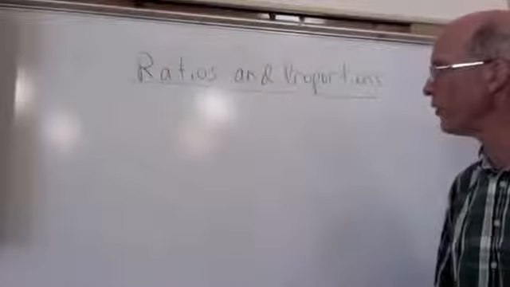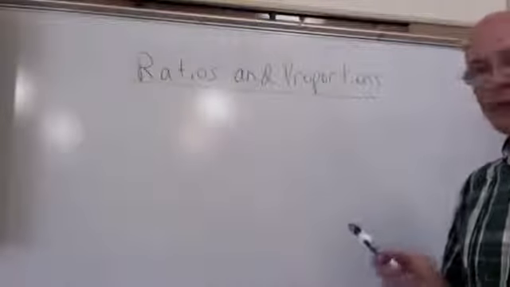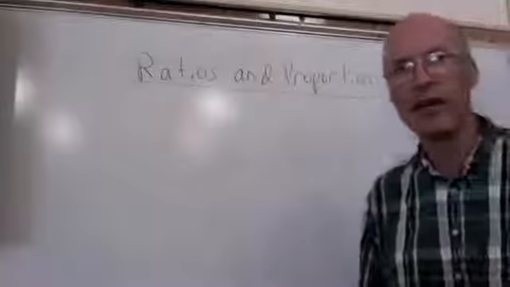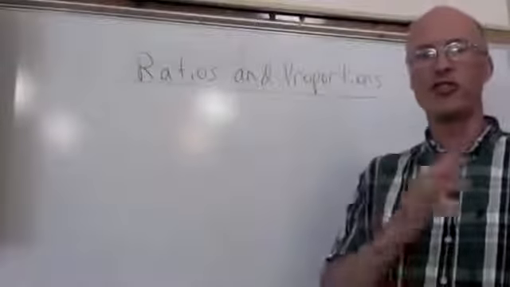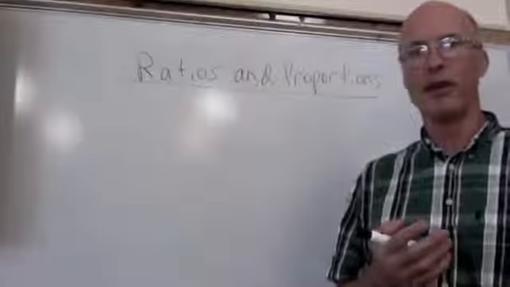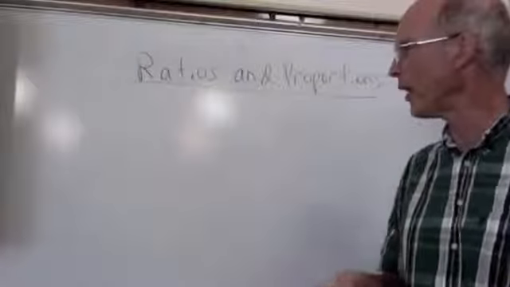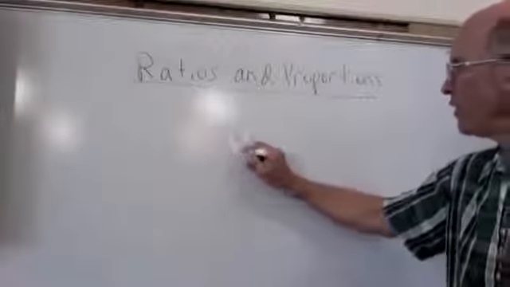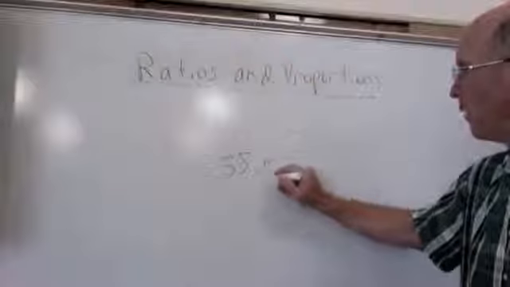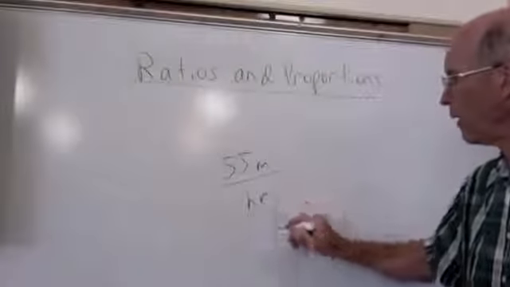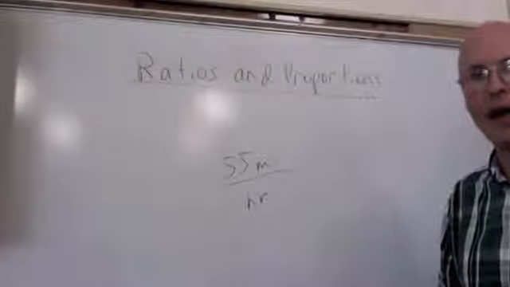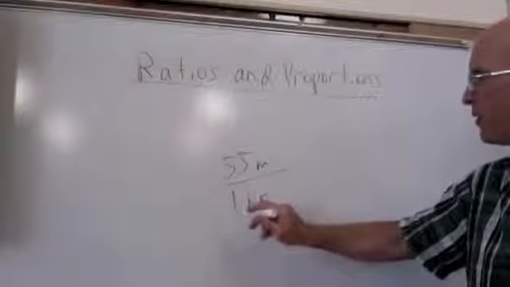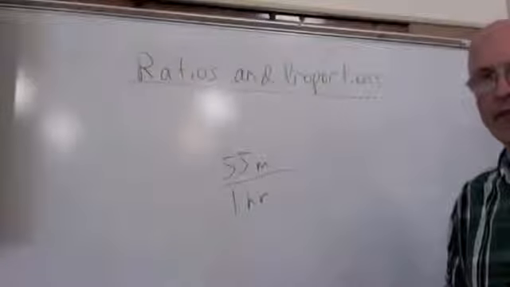Okay? All right. So let's see. Ratios, proportions. I really think that's it. This is a very easy lesson. A ratio is just a fraction, and it's a comparison between two numbers. Like a common ratio you would see is 55 miles per hour. You know that per means divided by, so we're comparing 55 to 1 in this case.